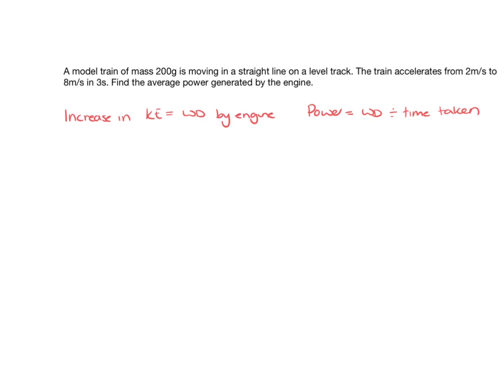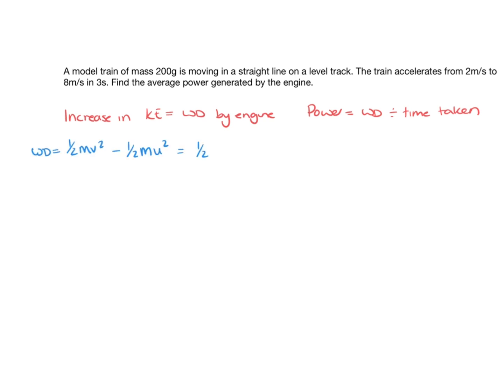This next example is quite similar. So this time we've got a model train, another straight track, and we've got that it accelerates from 2 metres per second to 8 metres per second in 3 seconds. And again, we're trying to find the average power. So we're going to use the same two formulas that we did in the previous example. So let's start with our increase in kinetic energy. So once again, we're going to do the final kinetic energy, subtract the initial kinetic energy.